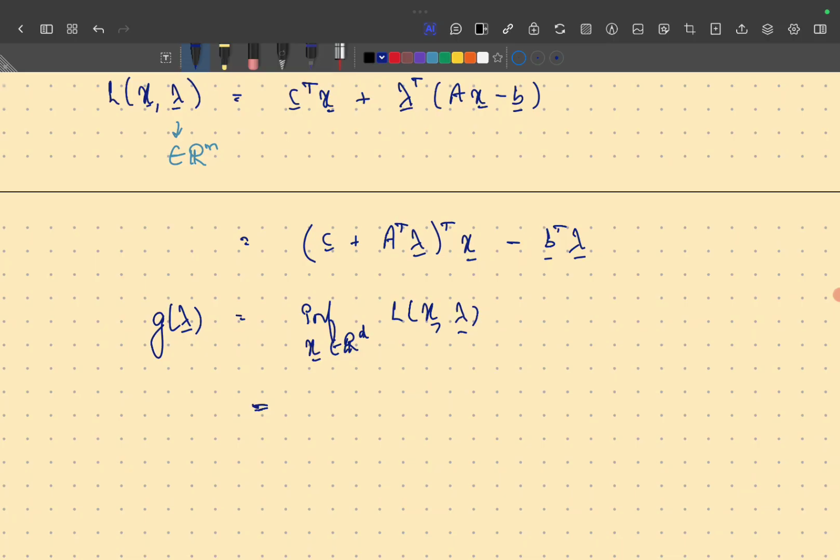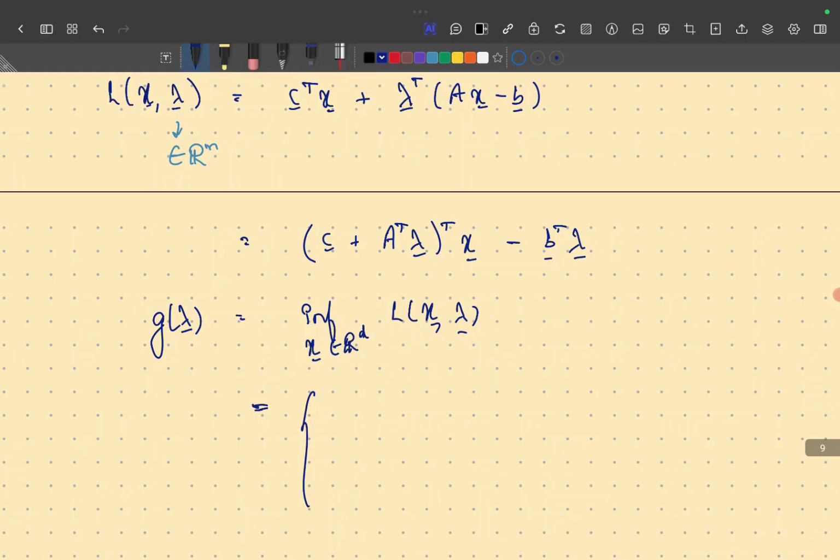What can you say about the infimum in this case? Minus infinity always, provided that C plus A transpose lambda is not equal to 0. Exactly. So if this quantity is non-zero, then the infimum is going to be minus infinity. If it's equal to 0, then maybe not.